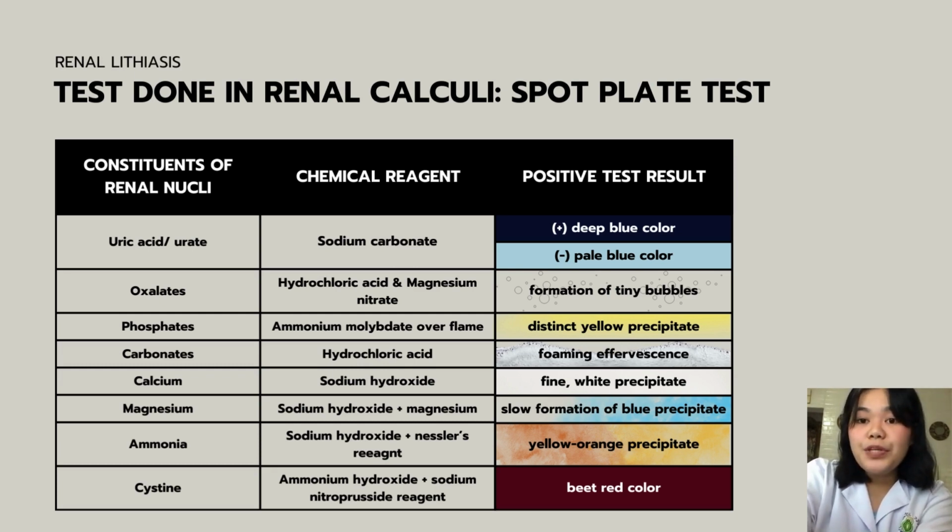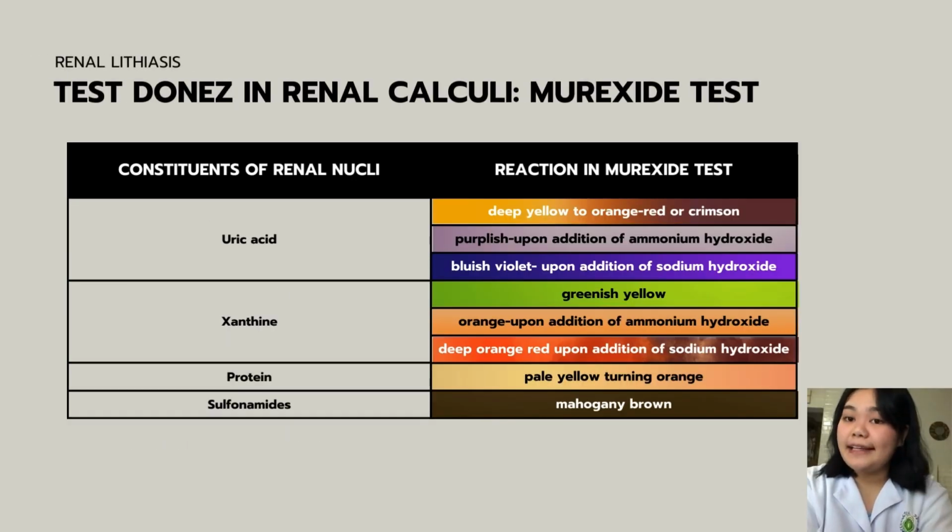We also have ammonia, which has the sodium hydroxide plus Nessler's reagent as a chemical reagent and gives a yellow-orange precipitate as a positive result. We also have cysteine, which has the ammonium hydroxide and sodium nitroprusside reagent, and it gives a red color for its positive result. We also have the uric acid test, which is a method for determining the presence or absence of caffeine along with other purine-derived compounds in a specimen. And this uses various test reagents like sodium hydroxide and ammonium hydroxide.